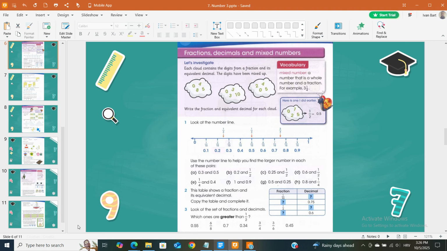B: 0.2 and... C: 0.25 and... D: 0.6 and... E: ... and 0.4. F: 1 and 0.9. G: 0.5 and 0.25. H: 0.8 and... ?